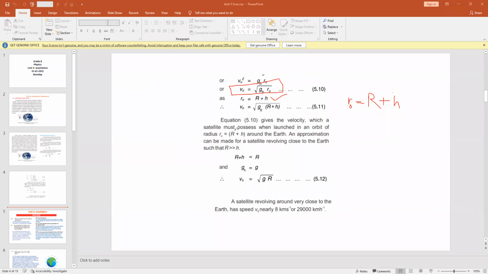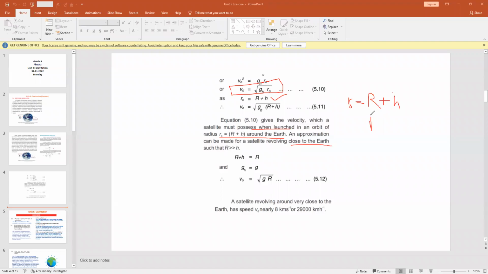So this equation 5.10 gives the velocity which a satellite must possess when launched in an orbit of radius r naught, that is r plus h, around the Earth. So if we consider that this satellite is revolving around the Earth and is very close to the Earth, what will happen?